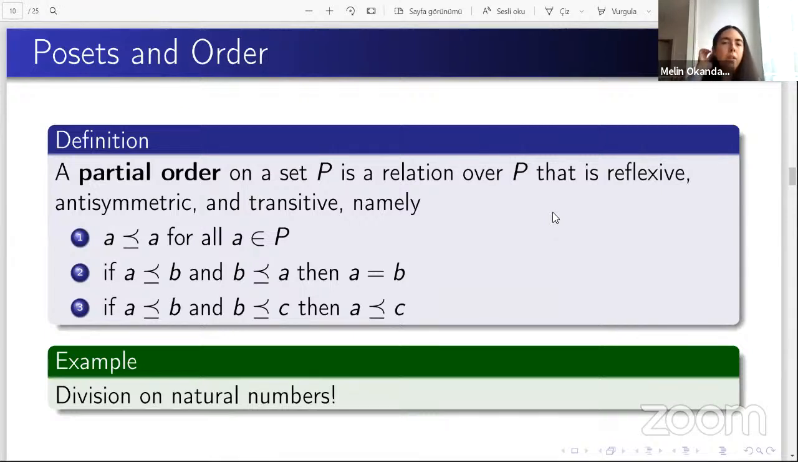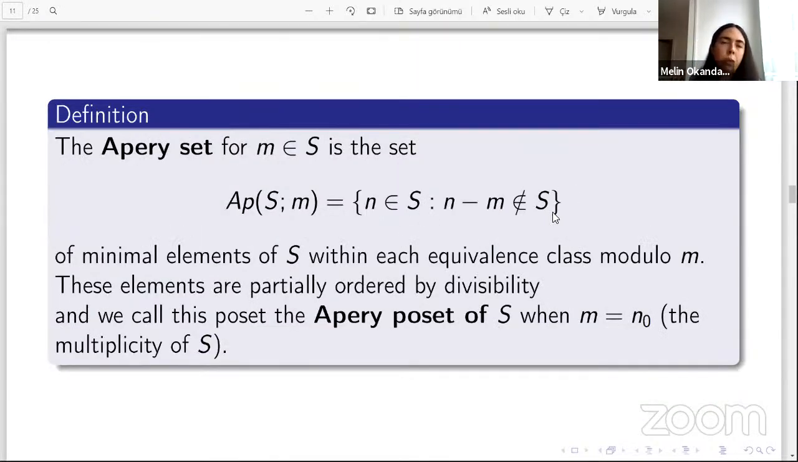So why did we define partial orders in the first place? Because we want to work in posets, and these posets will be actually obtained from the a priori sets. So what is an a priori set? Let us define it. The a priori set for M in S is the collection of the elements n in S where n minus m is not contained in our numerical semigroup. Here we are taking m as the multiplicity, and we are doing this construction by considering m as the multiplicity. We are not looking at other elements in this case.